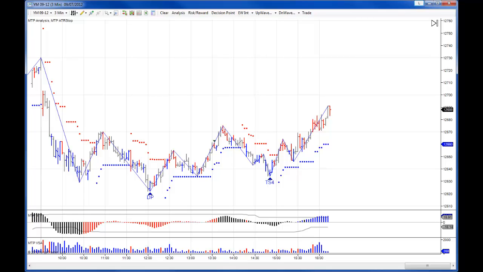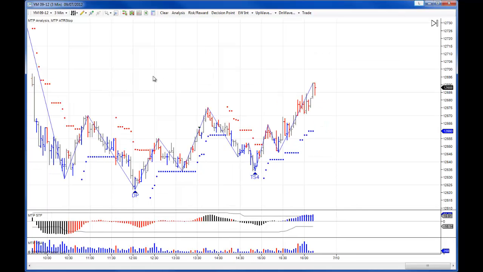In this video I'd like to take a look at how the US E-minis unfolded yesterday, which was Monday, July the 9th. In particular, I'd like to have a look at the YM. We can see here some standard trade setups for the new MTPredictor customers. We suggest using the STF colour as an indication of the large degree trend direction.